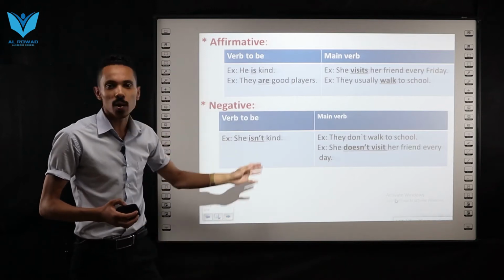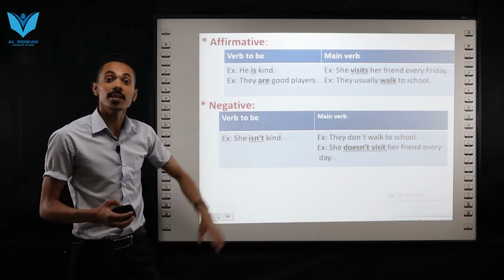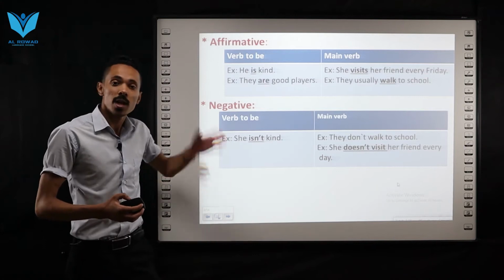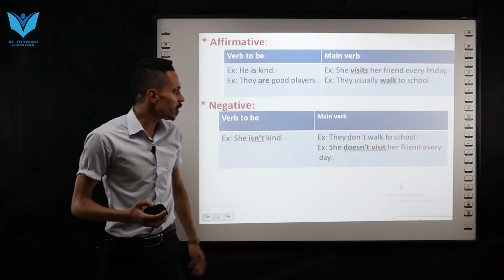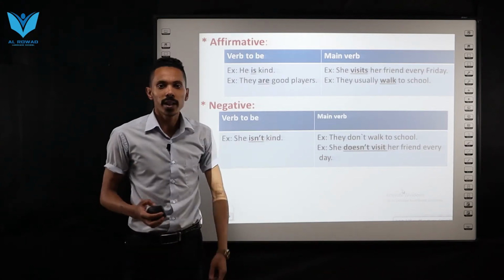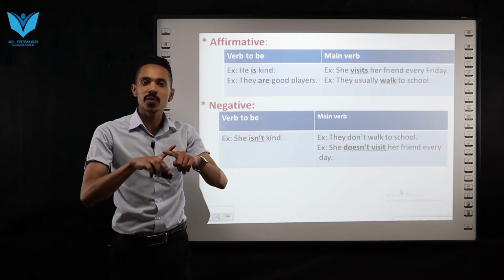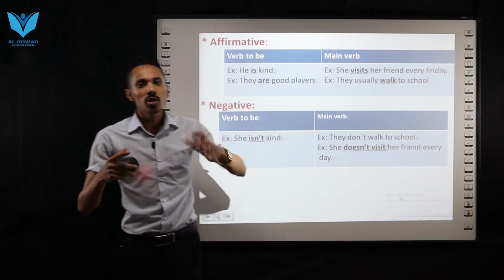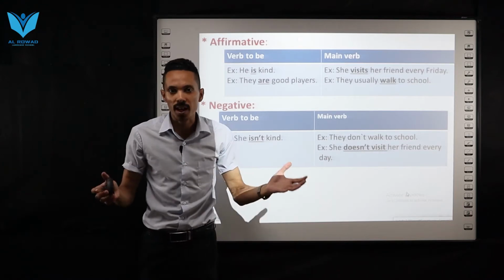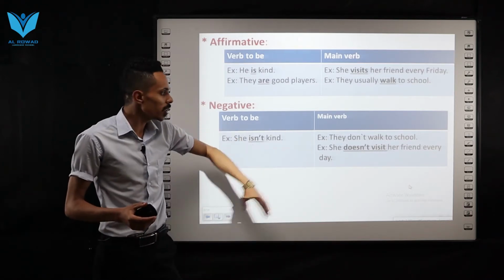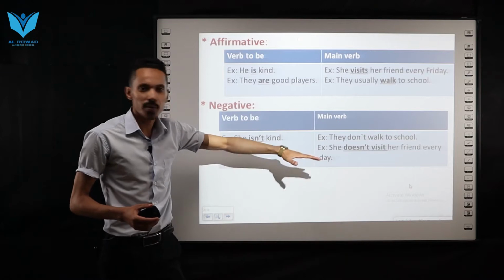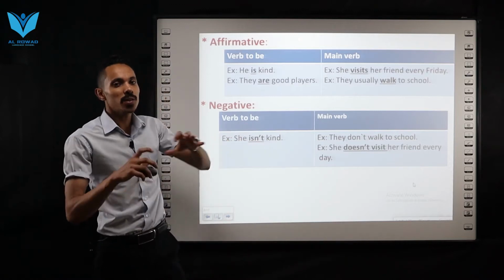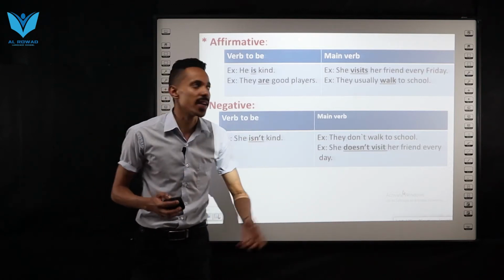After that, in the negative form, if the verb is verb to be, I make it negative using not. She is not kind. It's also a fact about her that she is not kind. Here, they don't walk to school. It's a habit, but in negative form. This means they don't love doing this habit. For the second example, she doesn't visit her friend every day. This means she doesn't do the habit every day.